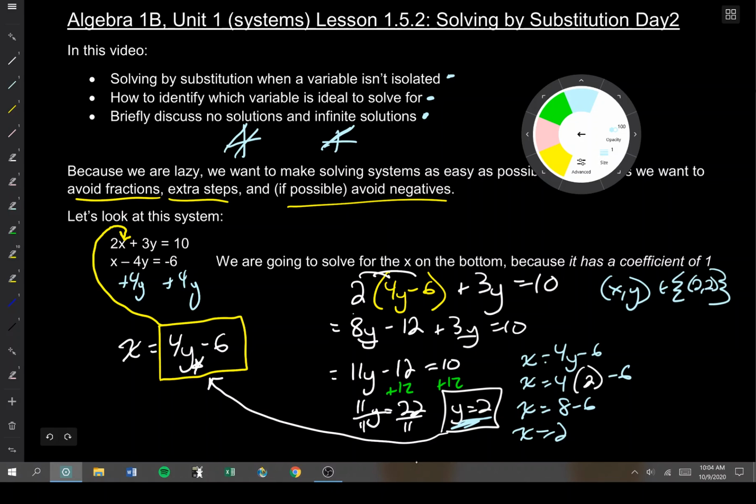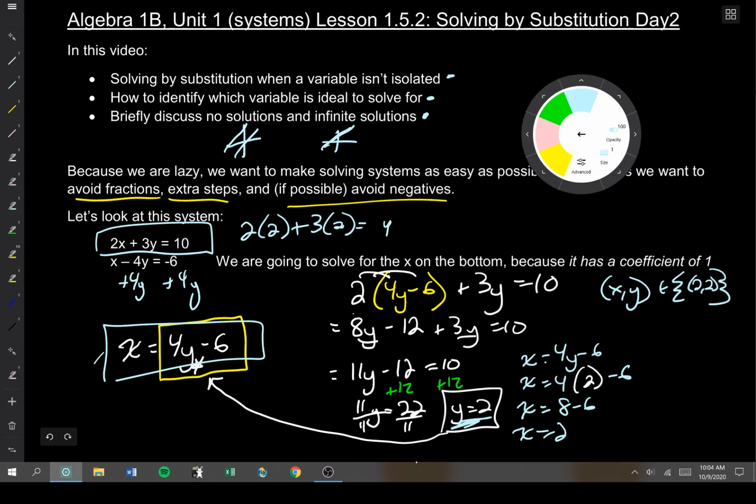If I check that really quick, 2 times 2 is... so I'm plugging a 2 in for x and a 2 in for y. Remember, always check it in the equation that you didn't use. I just used this one to find x, so I'm not going to use it to check. I'm going to use this one to check. If x is 2 and y is 2, that becomes 4 plus 6, which is 10. And it was supposed to be 10. My solution is the point (2, 2).